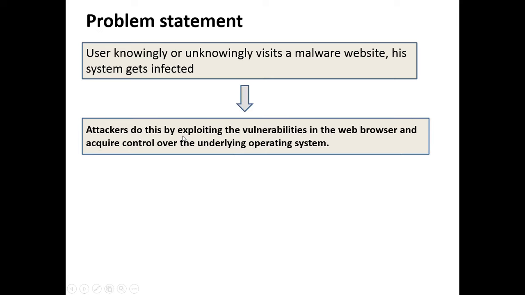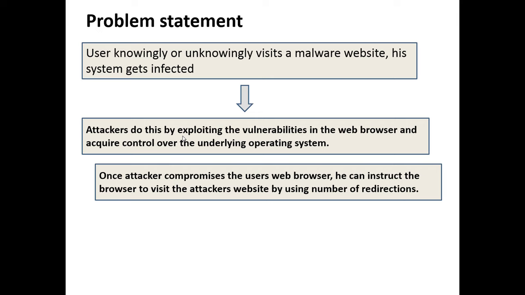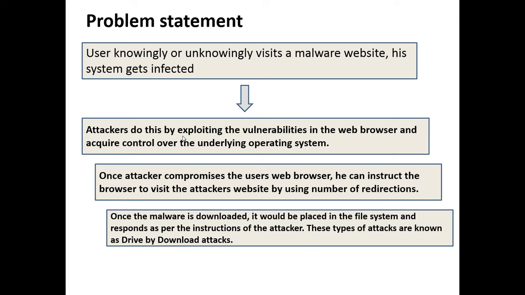The step-by-step procedure is like this. Attackers first exploit the vulnerabilities in the web browser and acquire control over the underlying operating system. Once the attacker compromises the user's web browser, he can instruct the browser to visit the attacker's website, and once the malware is downloaded, it is placed in the file system and works as per the instructions of the attacker. This kind of method, we call a drive-by download, because you are downloading the malware. So we call it a drive-by download attack. This happens to be the problem statement.